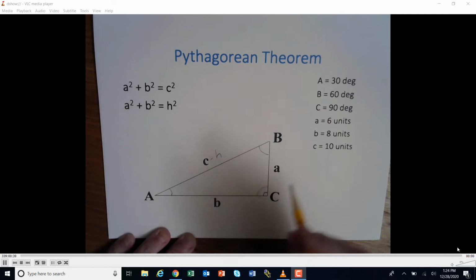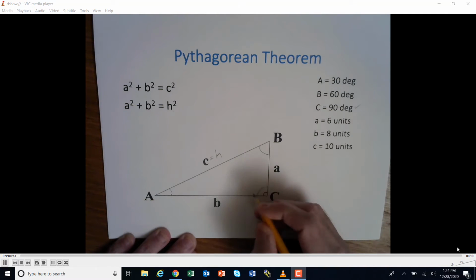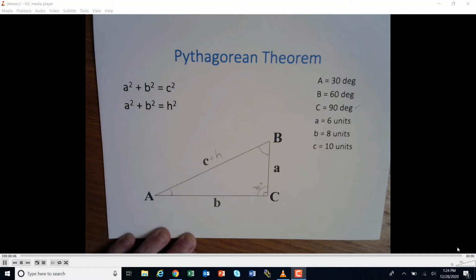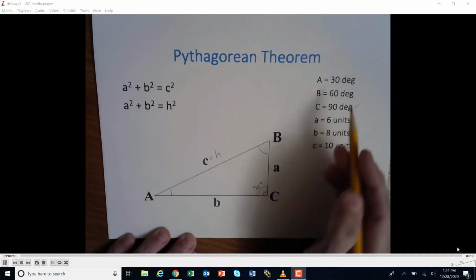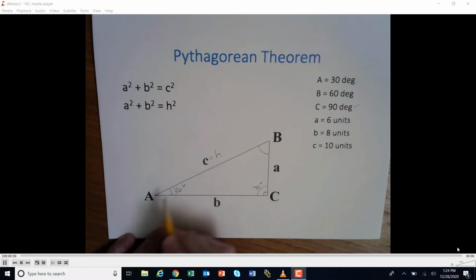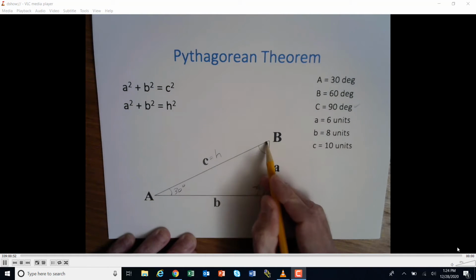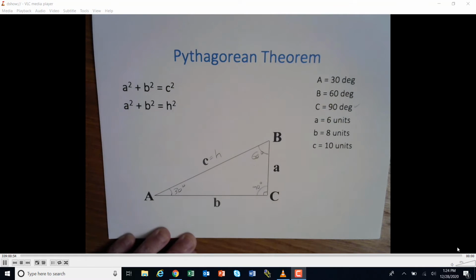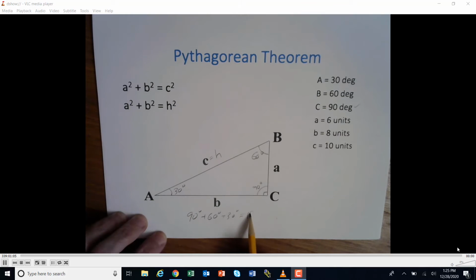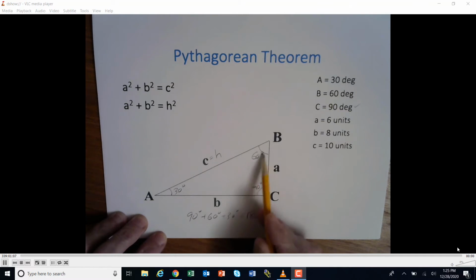So we take a look at this example here. We have our right angle. We know that it is 90 degrees right here. And then we have our smallest angle, which is 30 degrees, which would be here. And then we would have the other angle, angle B here, which would be 60 degrees. And we know that these have to add up to 180 degrees. So if you took 90 degrees plus 60 degrees plus 30 degrees, well, you do get 180 degrees. So this triangle is kind of checking out so far.